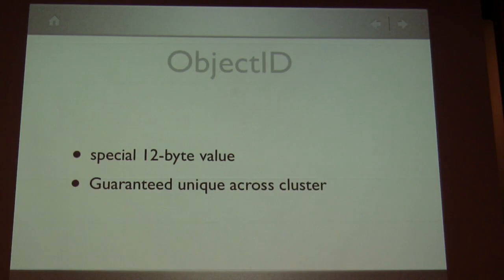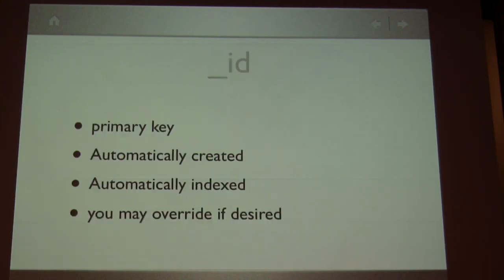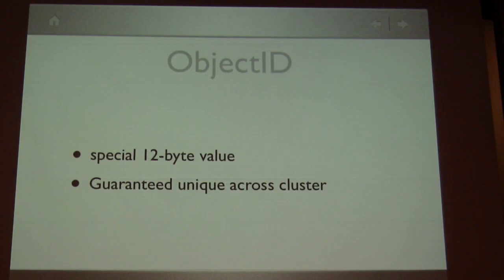The object IDs are guaranteed to be globally unique amongst your data set, whether it's your Mongo process, your replica set, or your shard. When you create a document, this value is automatically created, underscore ID, and it's a large string. There's a schema to it, but I don't remember what it is off the top of my head. It's automatically indexed. You can overwrite that when you create your documents, but you need to be sure that the thing you're overriding it with is at least as unique.